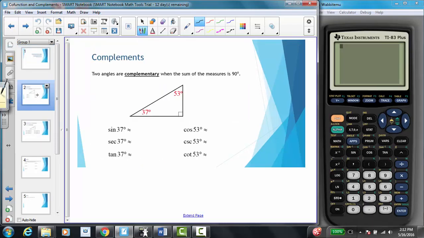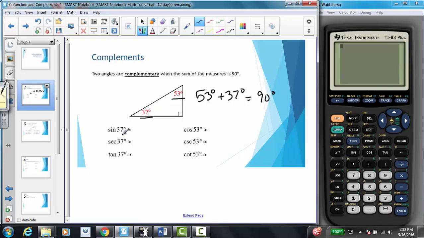Alright, so two angles are said to be complementary when the sum of the measure is 90 degrees. So here we have 53 degrees and 37 degrees. If I add 53 degrees plus 37 degrees, that's going to give me 90 degrees. So here, 53 and 37 are complementary to each other.